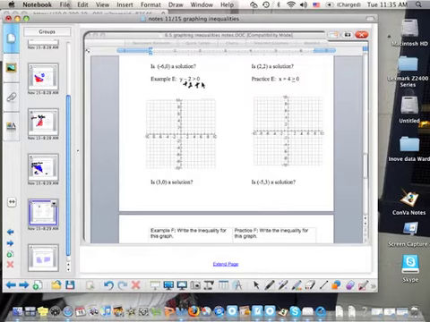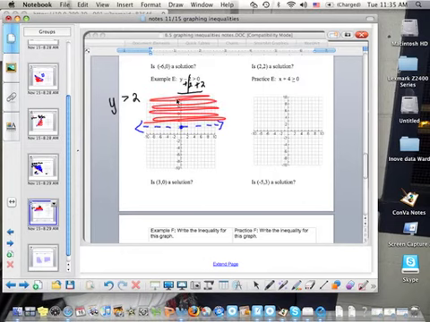If I do my solving here, I notice there's no x in the problem. I get y is greater than 2. Well, y is greater than 2 is going to be a 0 slope line here at 2. It will be dashed because there's no equal to symbol, and because it's greater than, it will be shaded above. Anytime you have an equation that's got y and a number, it's going to be a 0 slope line.